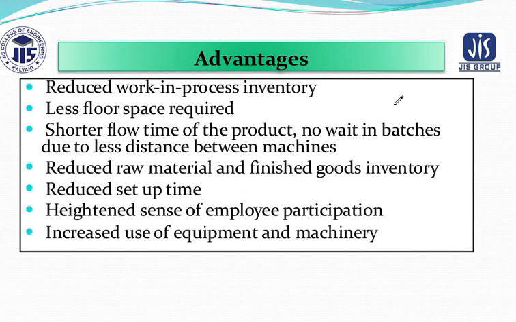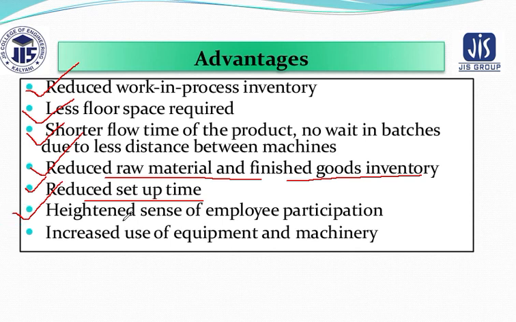So what are the advantages of cellular manufacturing? Basically, it reduces work-in-progress inventory. Secondly, less floor space is required. Third, shorter flow time of the product, with no waiting in batches due to less distance between the machines. Fourthly, it reduces raw material and finished goods inventory also. Fifthly, it reduces setup time. Sixthly, it heightens the sense of employee participation. And finally, it increases the use of equipment and machinery.